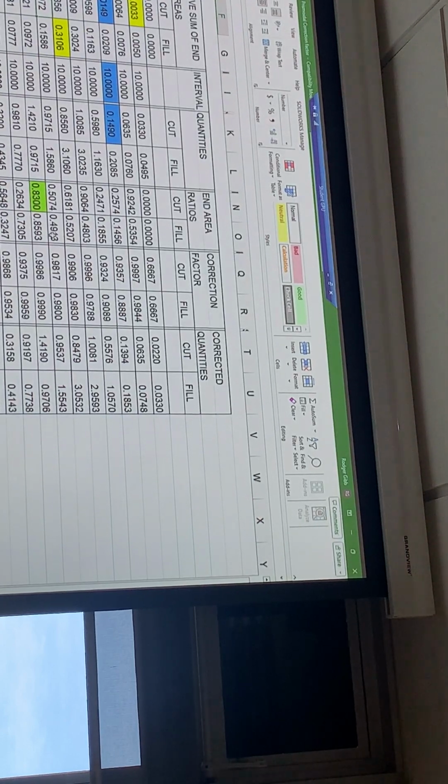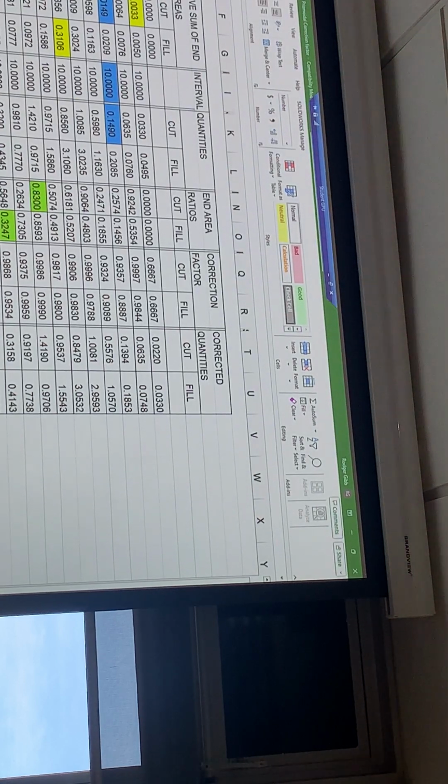Let's do another one. This one here. No, this one. That's the area of fill. That's the ratio, end area ratio of fill. It'll be those two. Which is the smallest one? The bottom one. 0.213 divided by 0.60656 equals 0.324.